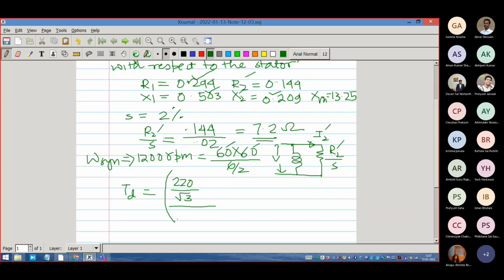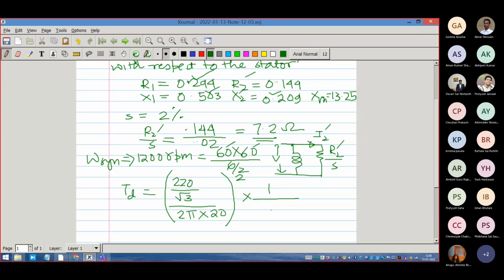I have to give the dimension properly, so I will not use the RPM form. I write 2 pi into Fs, so this is equal to 60 by 3, that means 20. 60 by 3 is 20. That is the value of this. So this squared, into 1 by R2 dash. R2 dash is how much?